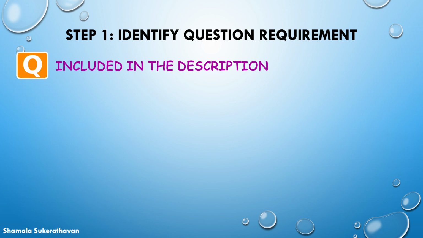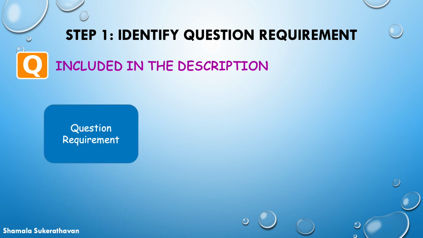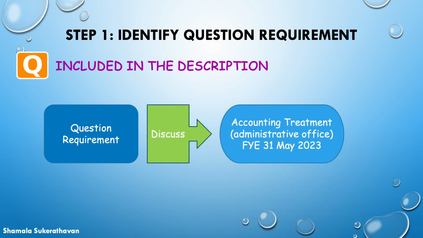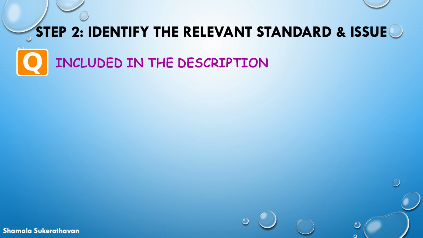As always, we will start by looking at the question requirement, which is to discuss the accounting treatment relating to the relevant costs incurred in the construction of the administrative office in the financial statements of ABC Limited for the year ended 31st May 2023. In this question, there are two issues to be dealt with.